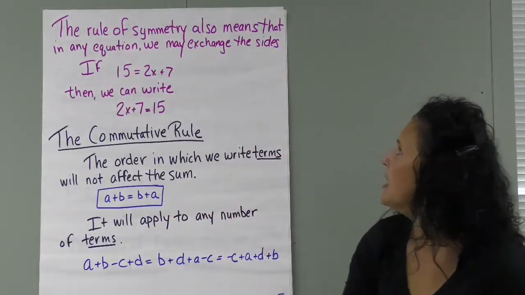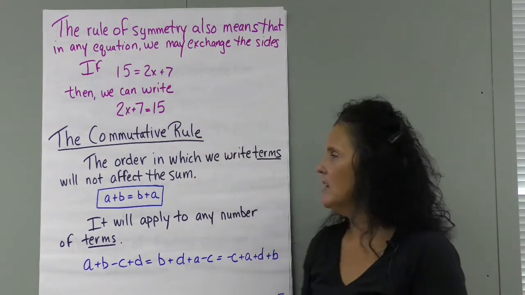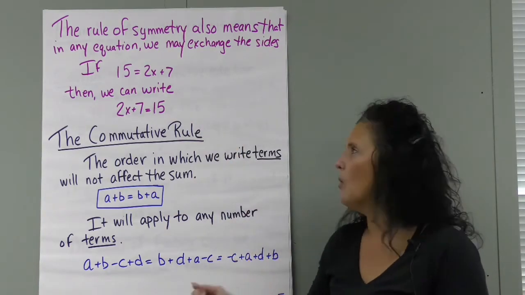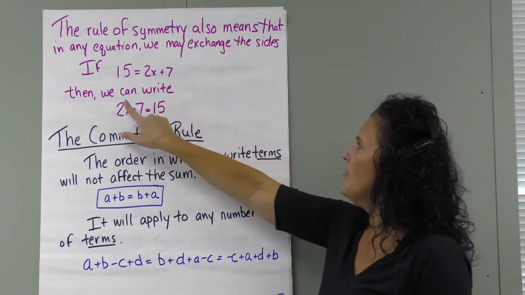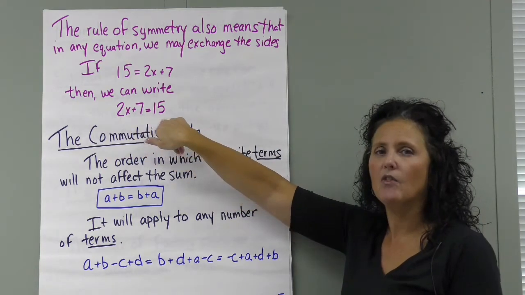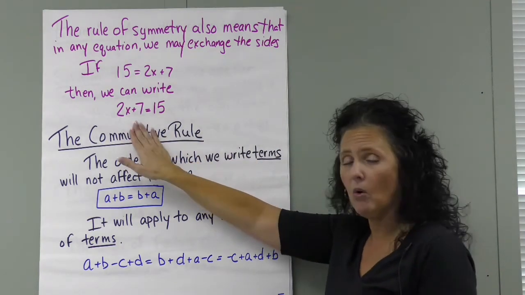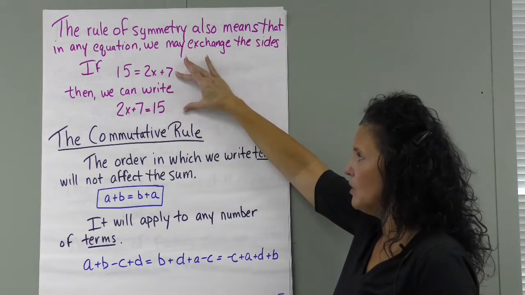All right, the rule of symmetry also means that in any equation we can exchange the sides. So let's put some numbers in and look at the equation. If 15 is equal to 2x plus 7, then we can write 2x plus 7 is equal to 15. Those are the same. Those are symmetrical because we can write them either way. Those two equations are symmetrical.